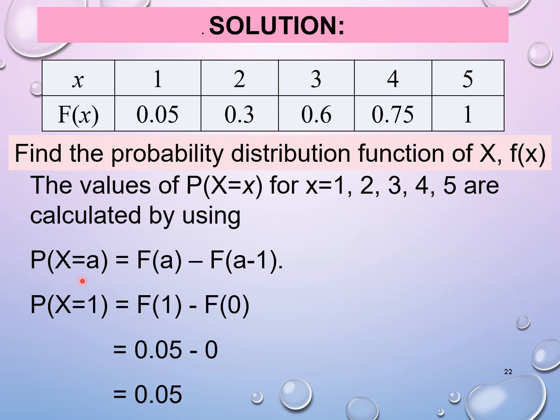The first one, probability x equal to a, is actually equal to cumulative a minus cumulative a minus 1. So this is actually from the 9 rules we learned previously. For probability x equal to 1, f1 minus f0. Why f0? Because it's a minus 1. So 1, the previous number, you minus 1, you get 0. So f1 is 0.05 and f0 is nowhere in here, so it's 0. So you get 0.05. That is for probability of x equal to 1.